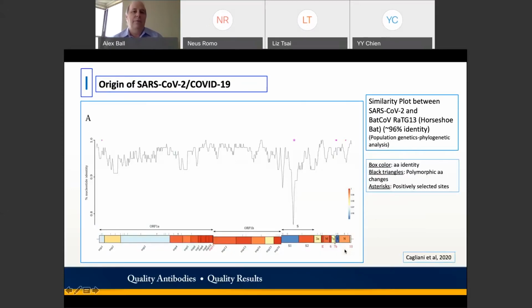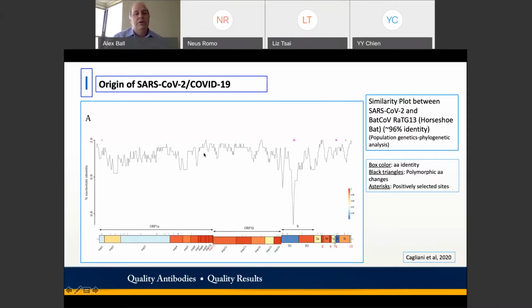An issue that we'll come back to a little bit later in the talk, but I want to introduce now, is this whole notion of the origins of where this virus likely came from. The greatest similarity, as shown here in this similarity plot, is to a bat coronavirus known as RATG13 from the horseshoe bat. And there's greater than 96% sequence identity between SARS-CoV-2 and this bat coronavirus.